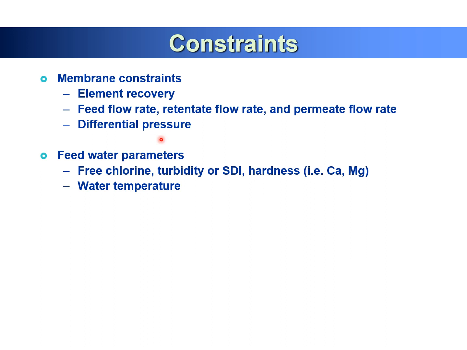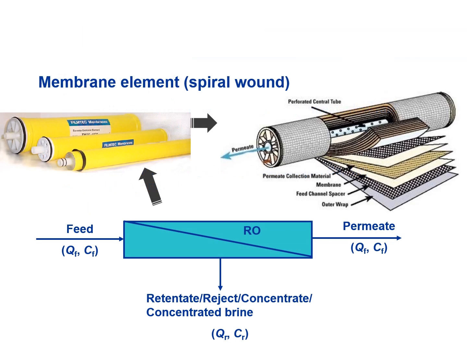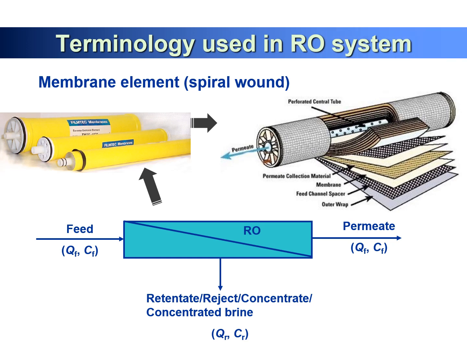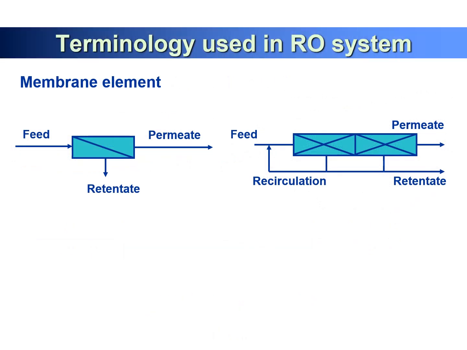And differential pressures. Different pressure will create different water permeability, so how can we make sure of constant water pressure, and we have to put in boost pumps or some other tactics. And feed water parameters, such as free chlorine, turbidity or SDI, hardness, and water temperature, will affect the overall design of the membrane process. So let's look at the more detailed terminology in the RO membrane element. This is the spiral wound type, with feed water, retentate, and this is the different design method.